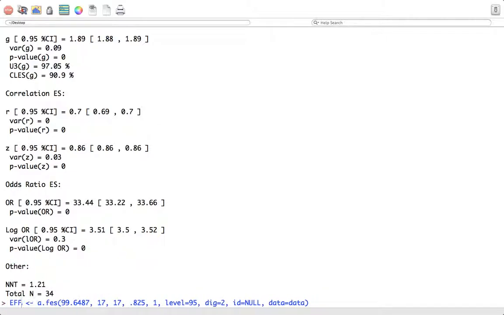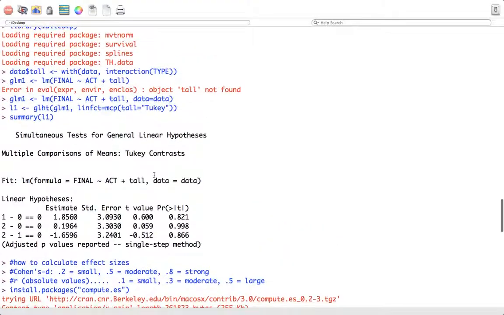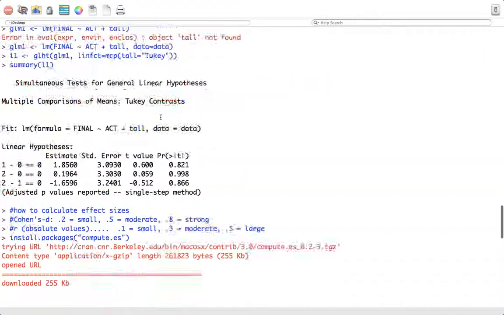treatment. Let's go ahead and run it. I think our F value for treatment was 0.22. Is that right? Go back and make sure. Yeah, 0.22.